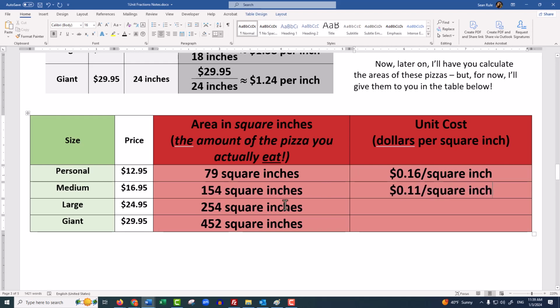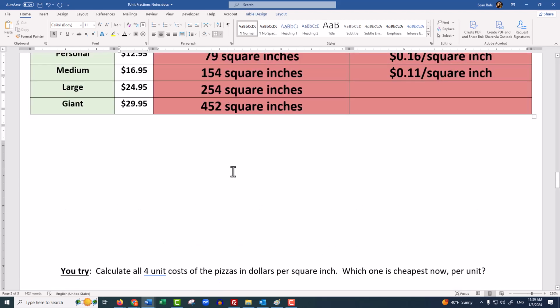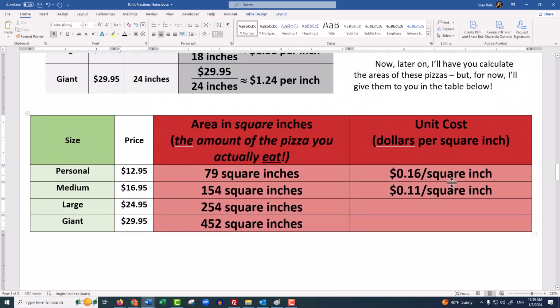How about the large? So far, medium is cheaper than personal per square inch. It's a more expensive pizza, but if you break it out by square inches, which you will see down here what a square inch actually looks like, it's going to be less per each of those square inches. Let's see if the trend continues with the larges.